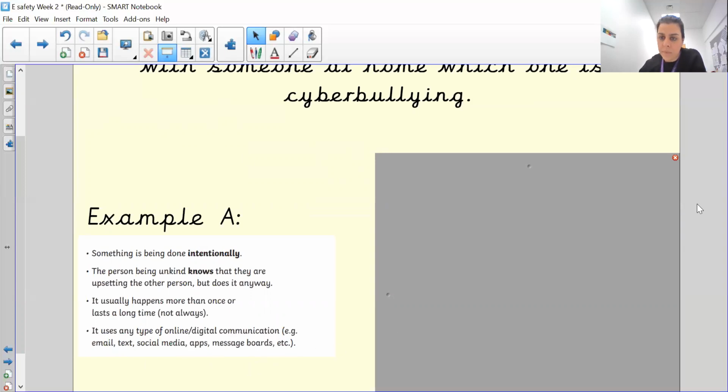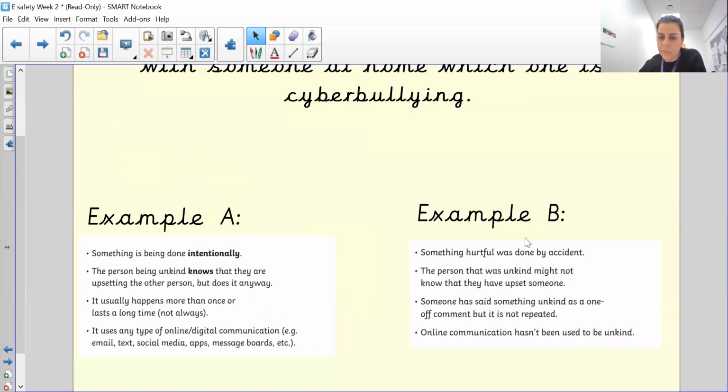So there's that one. My example 2, or example B, is something hurtful that was done by accident. They didn't realise they were doing it, or they did it by accident. The person that was unkind might not know that they have upset someone. Someone has said something unkind as a one-off comment, but it is not repeated, and online communication hasn't been used to be unkind. Now I'd like you to pause the video here and have a think of which one you think is cyberbullying and why.